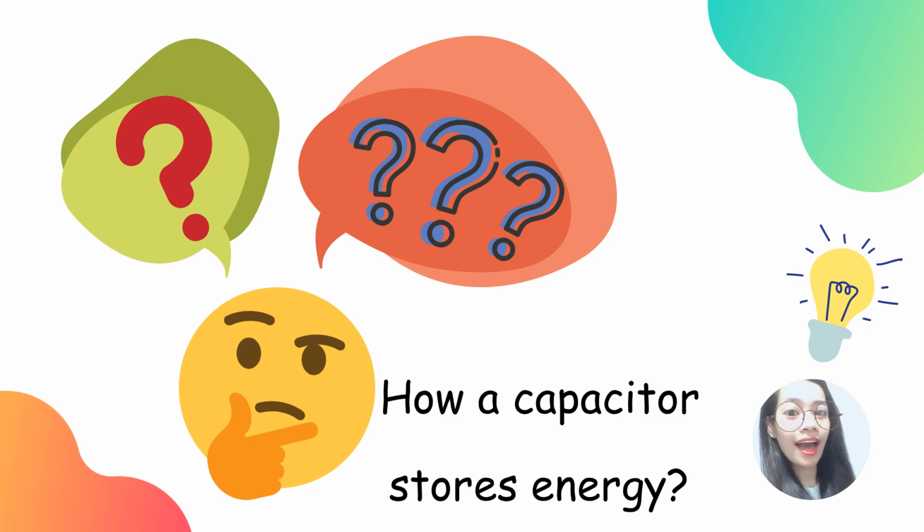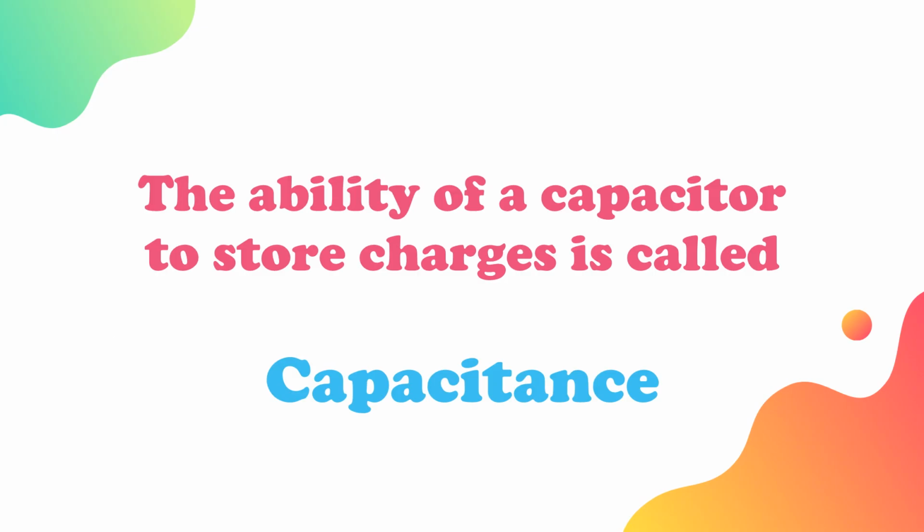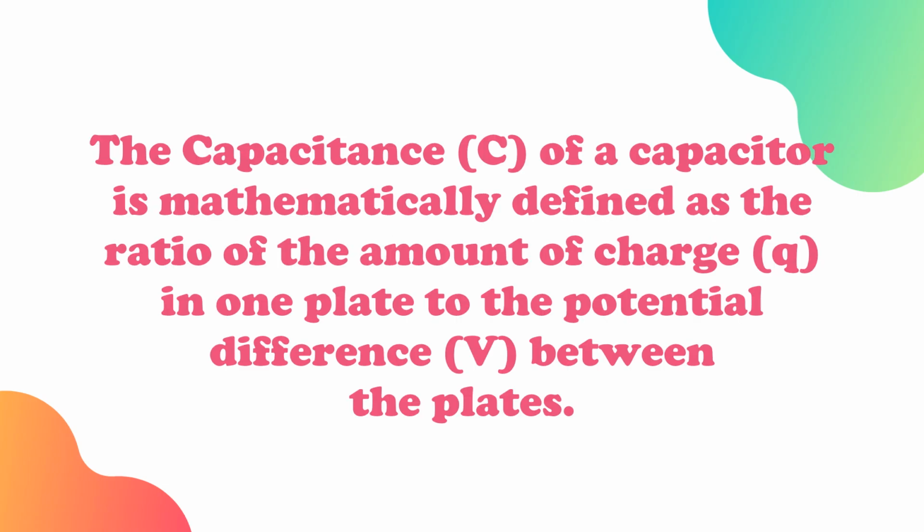How a capacitor stores energy. A capacitor stores energy in the form of an electric field that is established by the opposite charges on the two plates. The ability of a capacitor to store charge is called capacitance. The capacitance of a capacitor is mathematically defined as the ratio of the amount of charge on one plate to the potential difference between the plates.